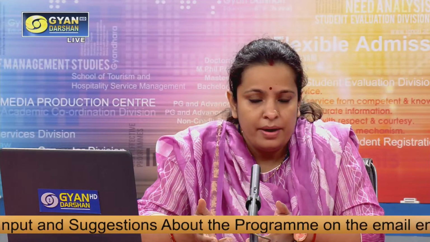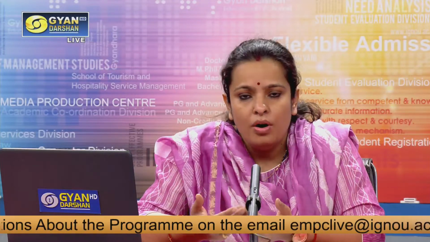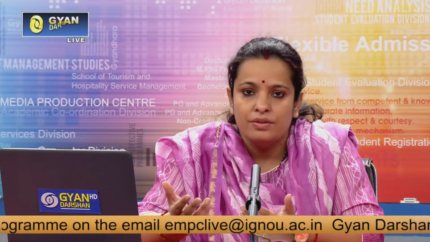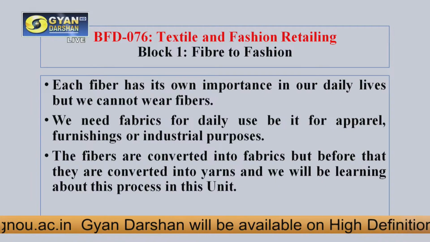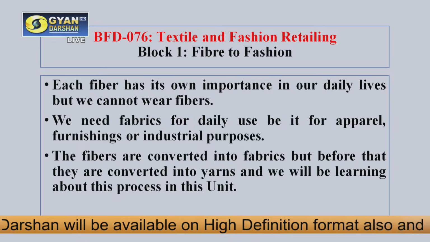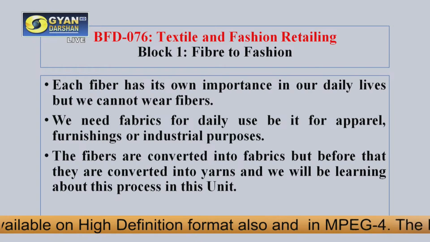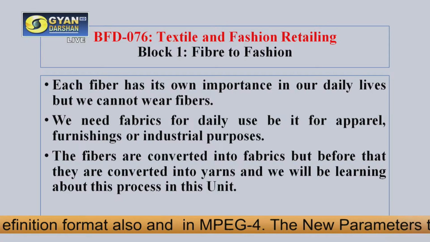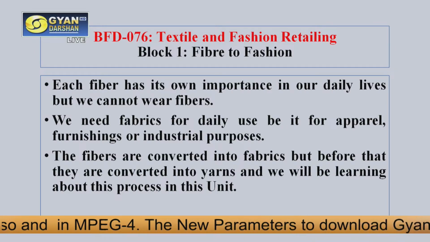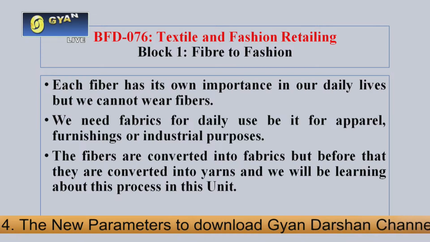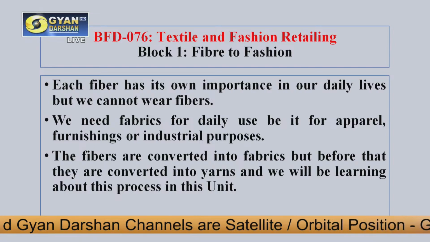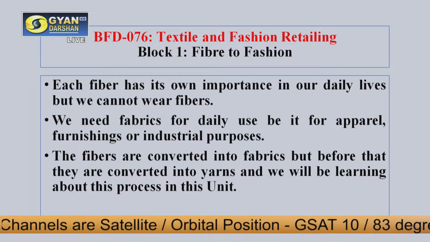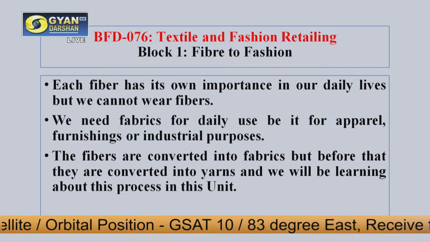It can be for the apparels, whether for our clothing, or it can be for the furnishing of any of our household items or industry purpose. For anything, whether it is clothing, furnishing or industrial purpose, we need the fabric. The fibers are converted into fabric, but before that they are converted into yarns, and we will be learning about the process of how the fibers are converted into yarn and then how they are converted into fabric. All that process we will be learning in this particular unit.